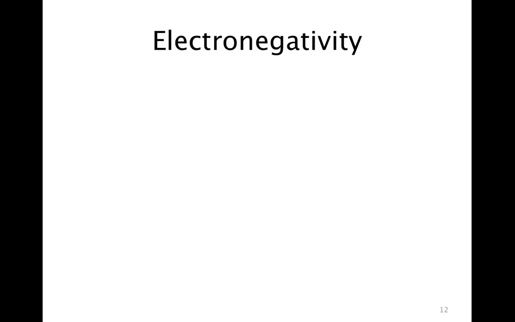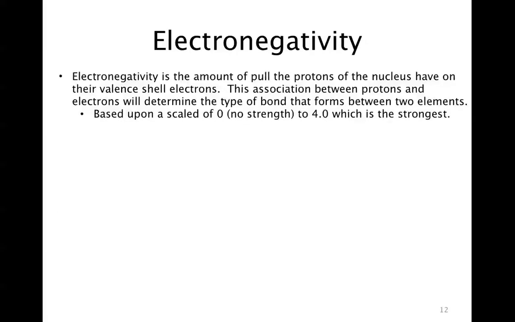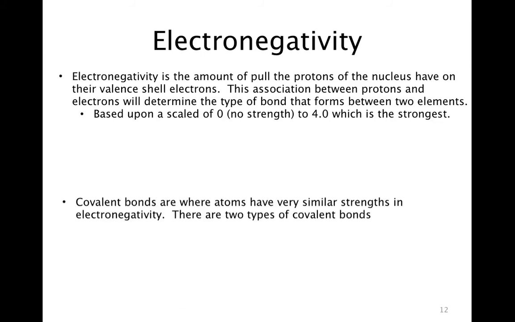So, electronegativity. This is where the nucleus plays a factor. Electronegativity is the amount of pull the protons have on the valence shell electrons. And it's based upon a scale, 0 meaning no strength, 4 being the strongest.